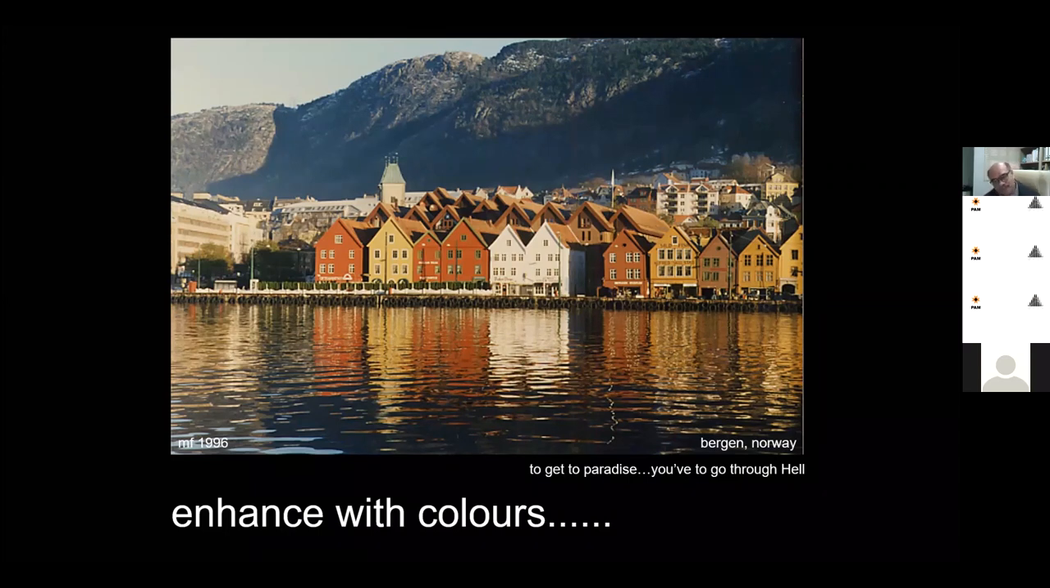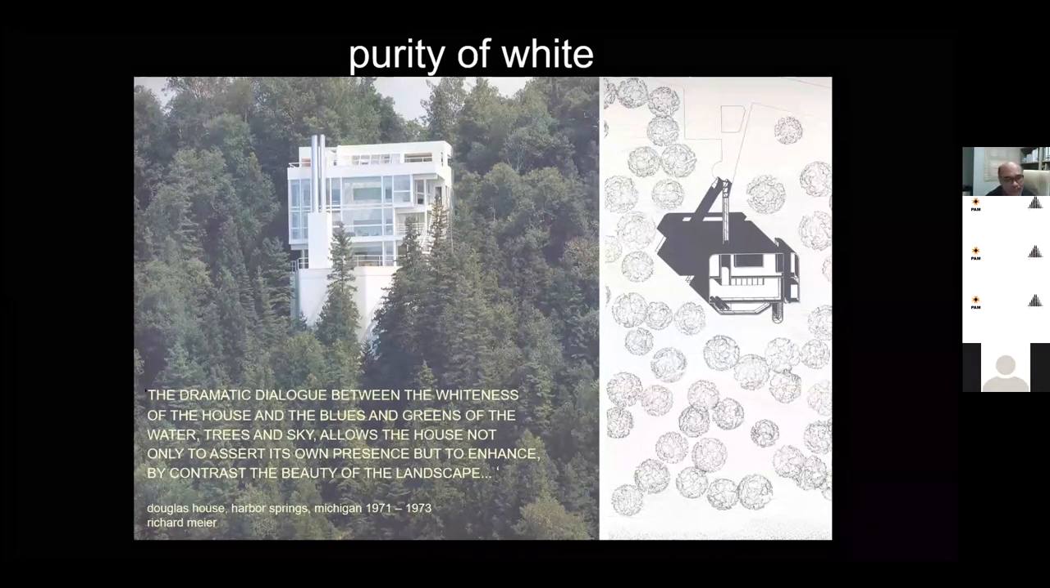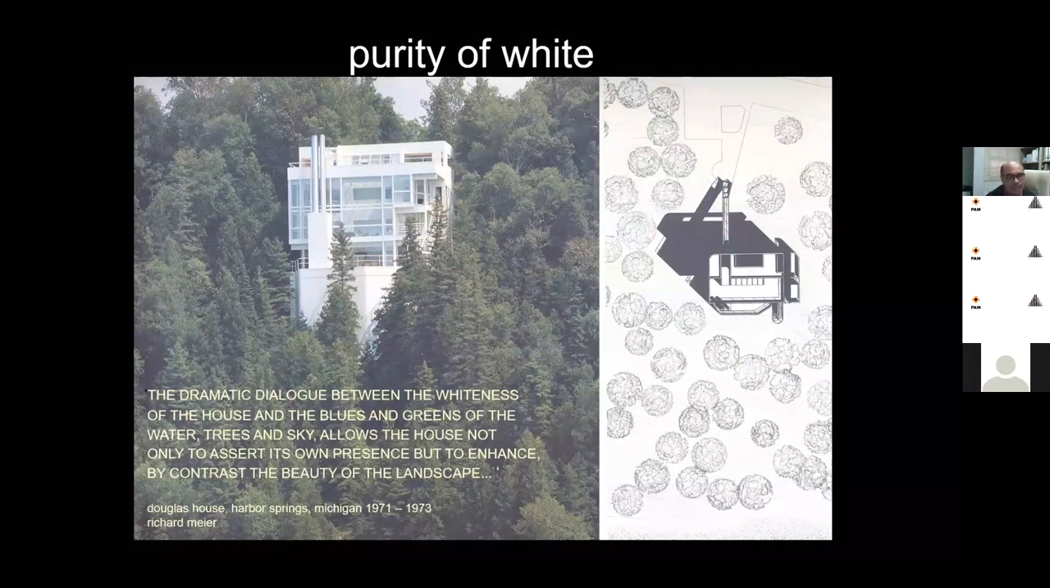But at the same time, don't forget about the purity of white. Somehow white can enhance the surrounding. It's what Richard Meier did for his Douglas House in Michigan. The dramatic dialogue between the whiteness of the house and the blues and the greens of the trees and the waters and the sky allows the house not only to assert its own presence, but of course it enhances by contrast the beauty of the landscape.